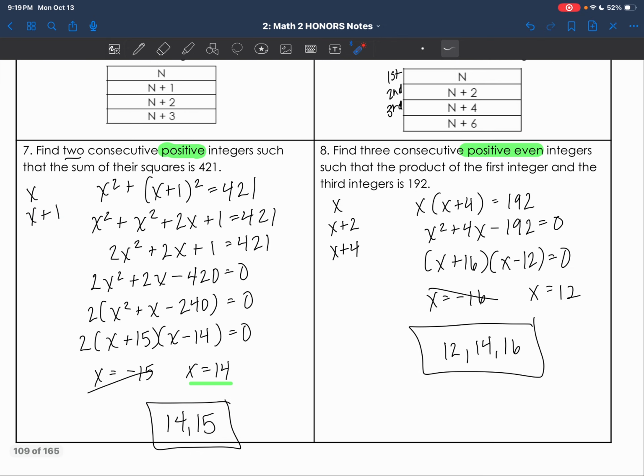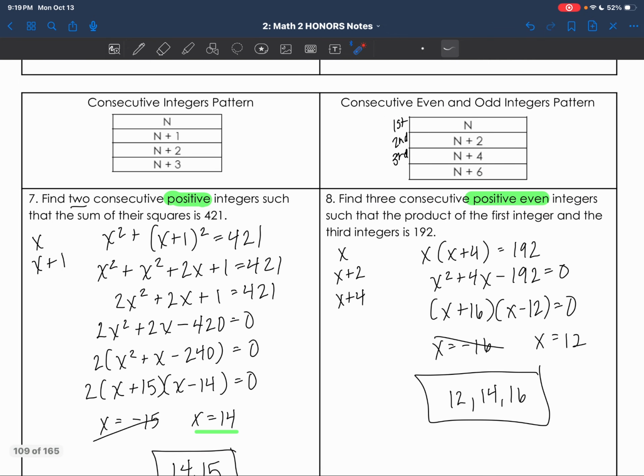Alright, and on this one you have 3 consecutive positive even integers. So here are the rules. Remember your first number, then you add 2 to get to the next one, add 2 again. So it says the product, so you're multiplying, of the first integer, this one's the first, and the third integer, this one's the third, is 192. So multiply these together, and then you're going to subtract 192.